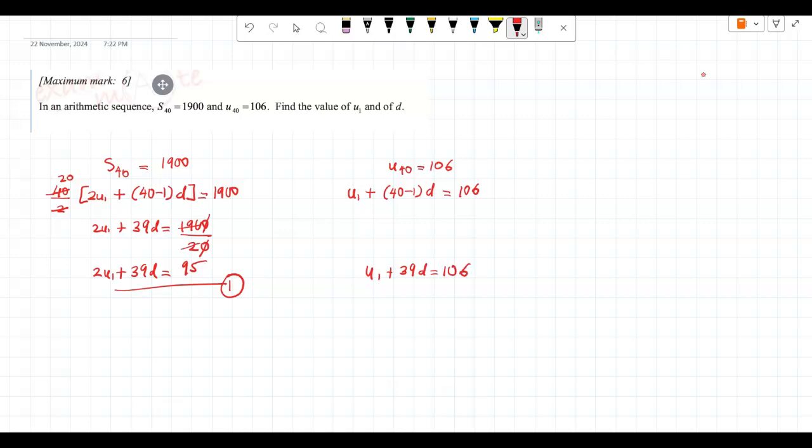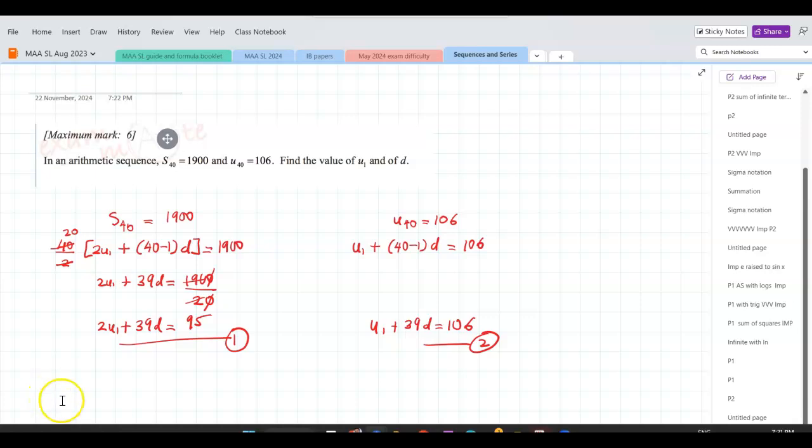Correct? So can you solve this simultaneously and find out? Solve these two equations simultaneously and find out. Come on. U1 is minus 11.